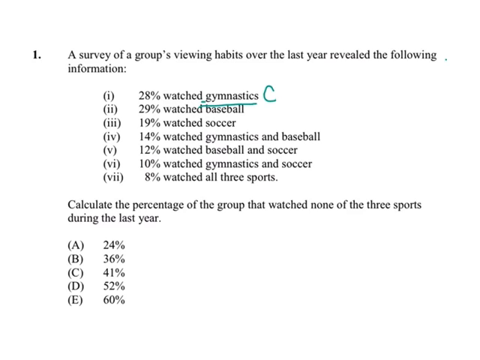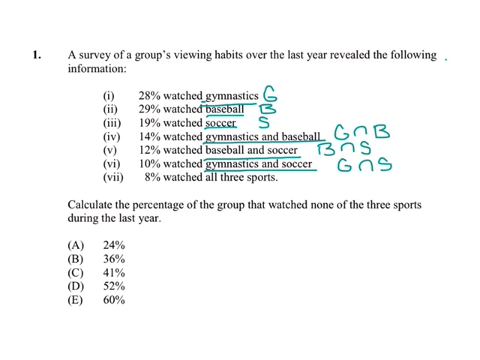I'm going to let that be G. What percentage watched baseball? I'm going to let that be B, and then S for soccer. Then they give us gymnastics and baseball, so that's G intersect B, because "and" means intersection. Baseball and soccer would be B intersect S. Gymnastics and soccer would be G intersect S. And then last, it's all 3 sports, which would be G intersect B intersect S.